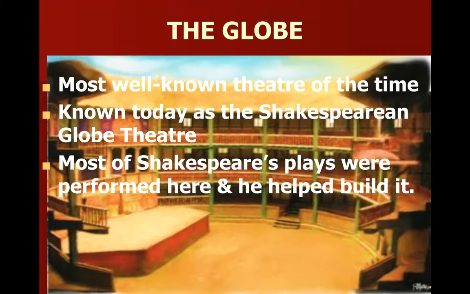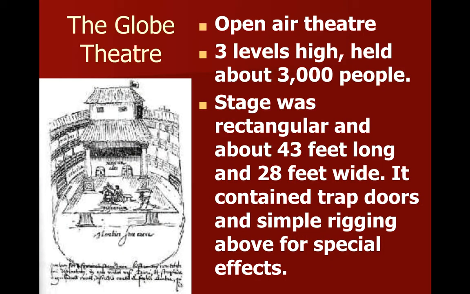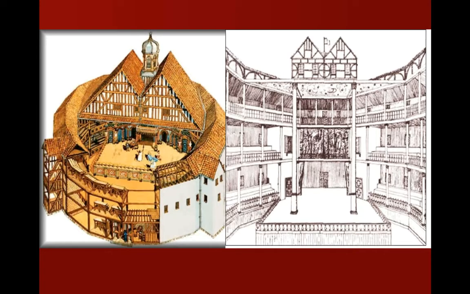The most well-known theater of that time was the Globe. It's still around today. It was rebuilt in the 1990s. We'll get there in a second. But cool thing about this, I thought Shakespeare in the Classroom did a really good job on Friday talking about how there's an open-air theater, 3 levels high. The stage was rectangular, about 43 by 28 feet wide. It had trapdoors and simple rigging, but the thought of having trapdoors is a pretty special effect there in the 1590s and early 1600s. Here are some pictures of what it would kind of look like.